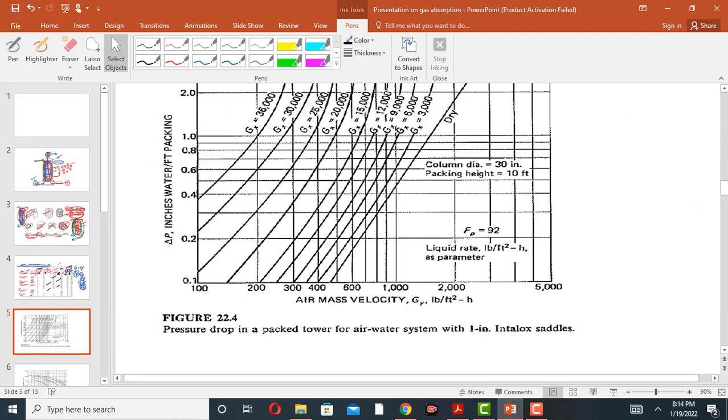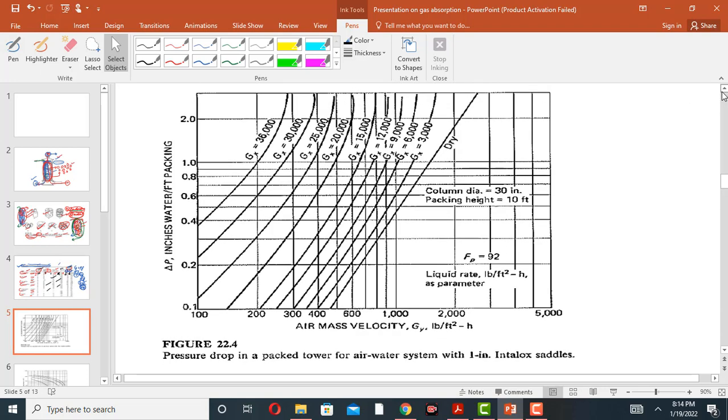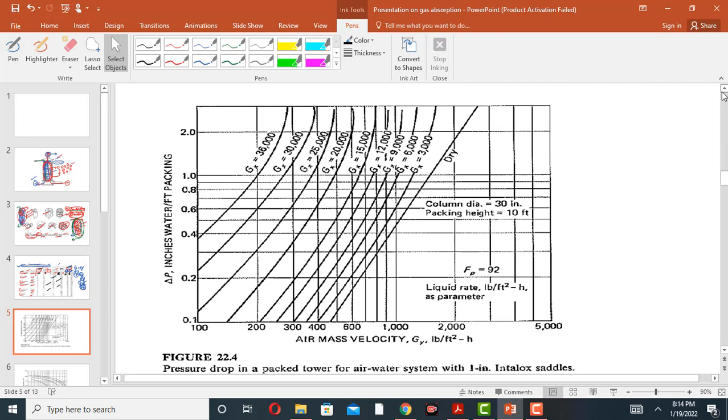Similarly, this graph shows the relationship between pressure drop and gas mass flux. The Gy is the gas mass flux. Its unit is lbm per feet square into hour, and the unit of pressure drop is inches of water per feet of packing material. And the Gx is also a mass flux, but the liquid mass flux. The unit of Gx is also lbm per feet square into hour.